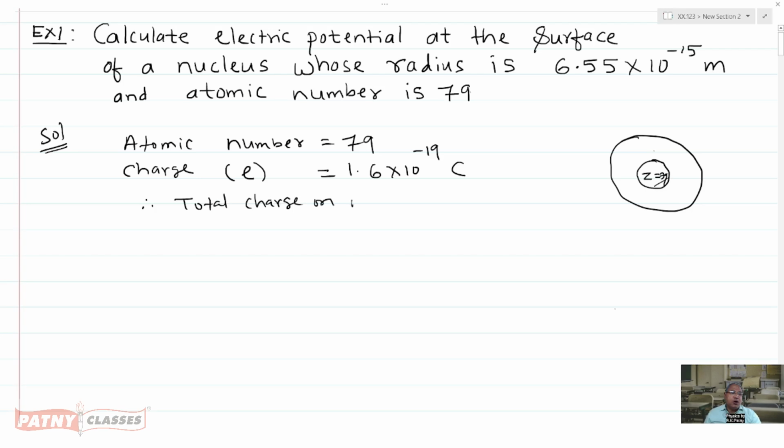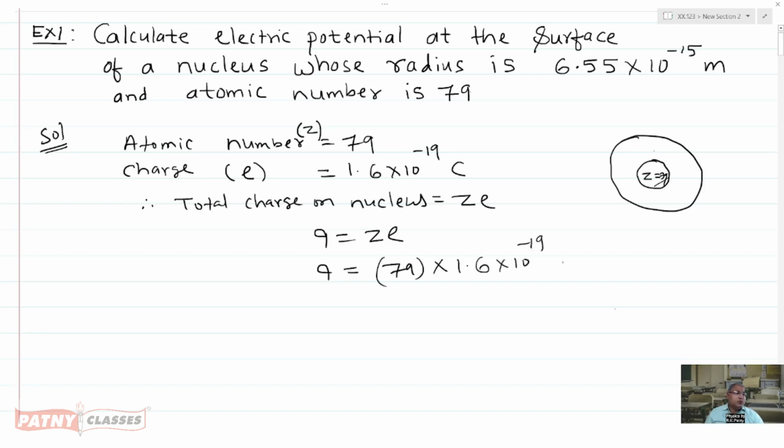on the nucleus equals Z into E. Atomic number is nothing but Z. So Q equals Z into E. What is the Z? 79 multiplied by the charge on the single particle, 1.6 into 10 raised to minus 19. Therefore this is the total charge.